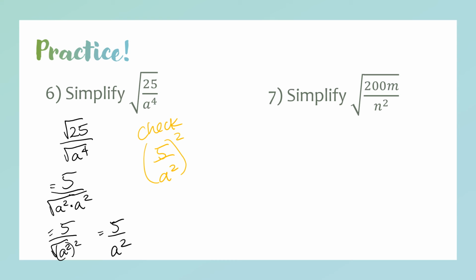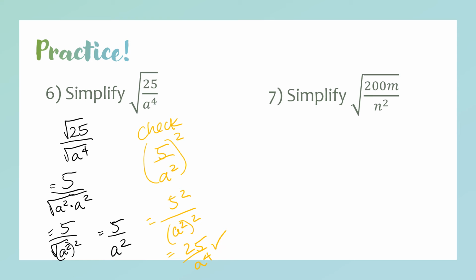Okay, and I'm going to square this. So that's going to be 5 squared over a squared squared. So that would be 25 over a to the 4th. And check, that is what we started off with.